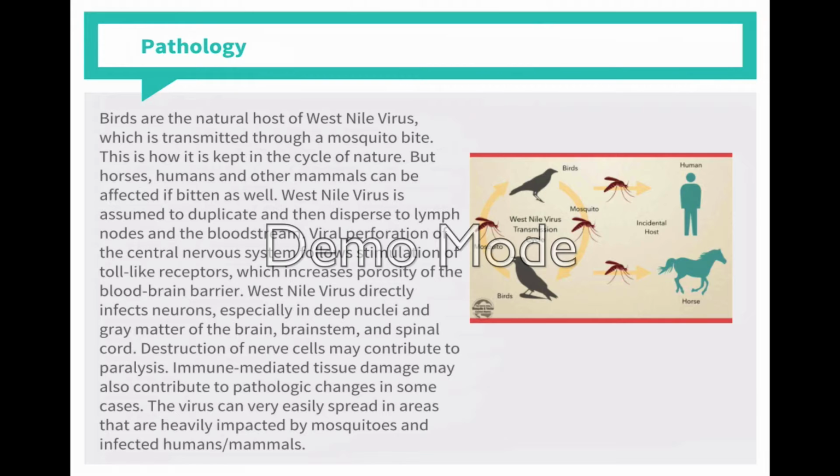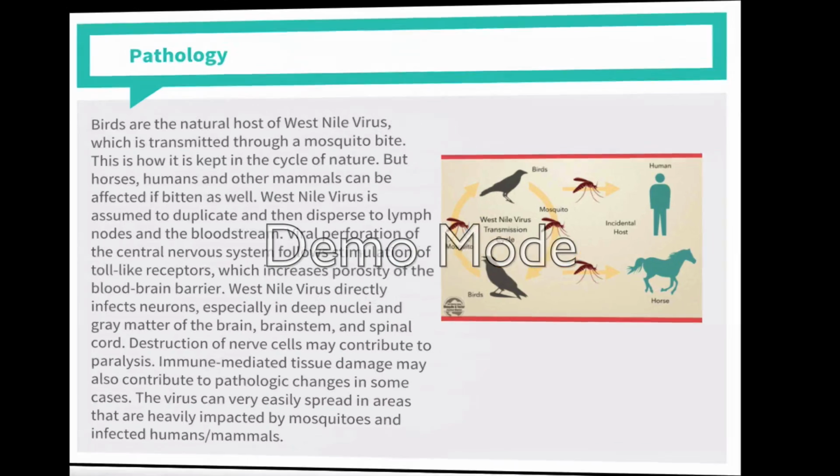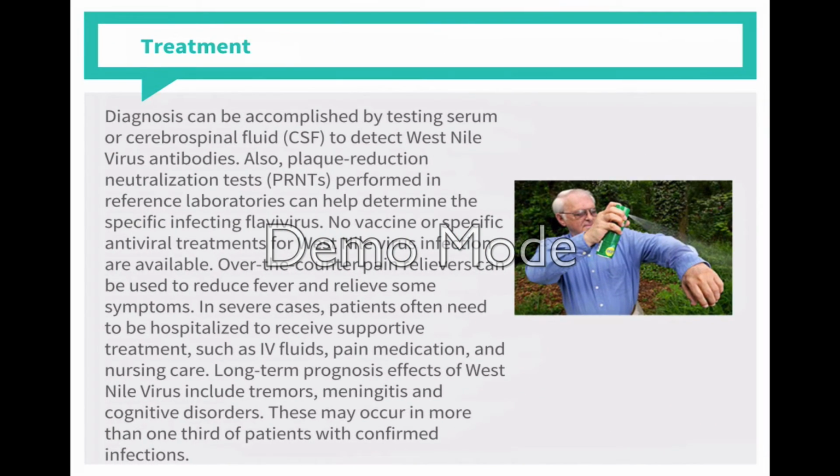West Nile virus is assumed to duplicate and then disperse to lymph nodes in the bloodstream. Viral proliferation of the central nervous system follows stimulation of toll-like receptors, which increases porosity of the blood-brain barrier. West Nile virus directly infects neurons, especially in deep nuclei and gray matter of the brain, brainstem, and the spinal cord. Destruction of nerve cells may contribute to paralysis. Immune-mediated tissue damage may also contribute to pathologic changes in some cases. The virus can very easily spread in areas that are heavily impacted by mosquitoes and infected humans or mammals.